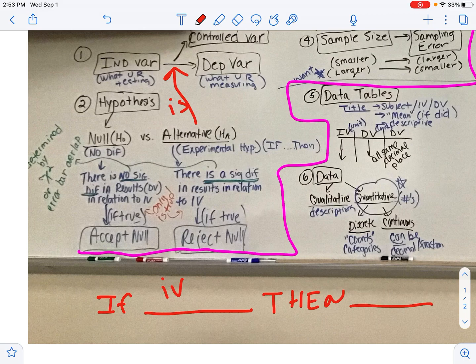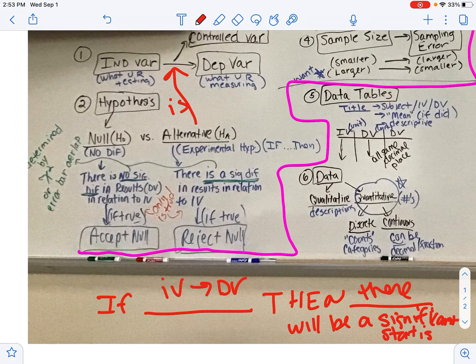So if my independent variable causes whatever I want to say in my dependent variable, then, and this part's pretty much always the same after the then, you say there will be a significant difference. It'll almost always say a significant or statistical difference. Those two words mean the same thing. But you don't just want to say there will or there won't be a difference, because there's always going to be a difference. We always say there will be a significant or statistical difference in whatever you're testing.